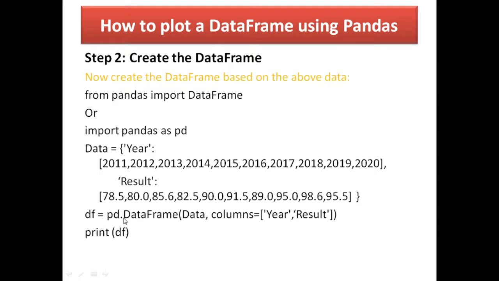Then df is equal to, as you know, pd.DataFrame. You might know how to create a data frame using a dictionary. The same thing is being done here. pd.DataFrame(data), that means this dictionary is passed. The names of the columns we are writing are year and result. You can change these column names here if you want, in place of year and result. If we don't specify columns here, it will take year and result only. If you want to change the names of the columns, you can specify them here. Then print df. After printing df, you will get the data frame printed.